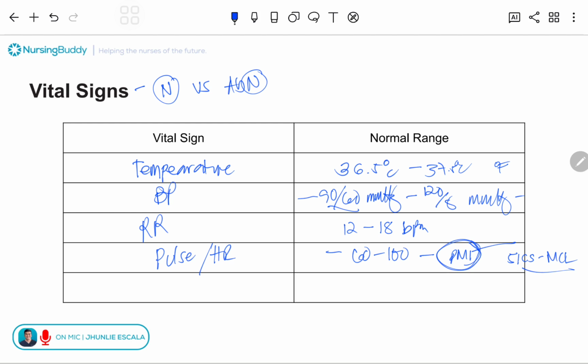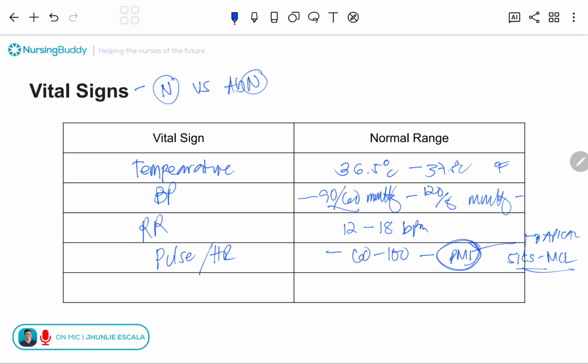Okay? So, it's actually the left ventricular pressure. It's where the pumping is loudest and strongest. So, we call it the point of maximal impulse. Apical pulse ang tawag natin sa site na yan. Okay? Mamaya we'll be discussing further more on that.